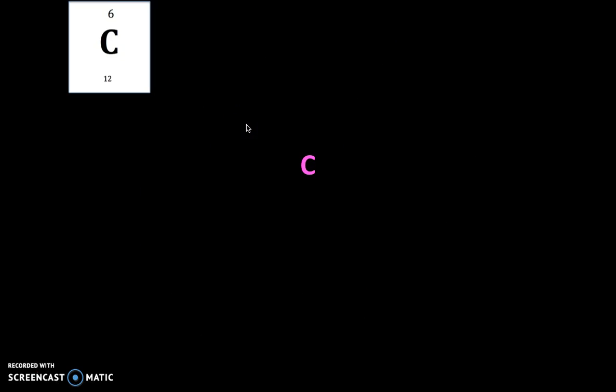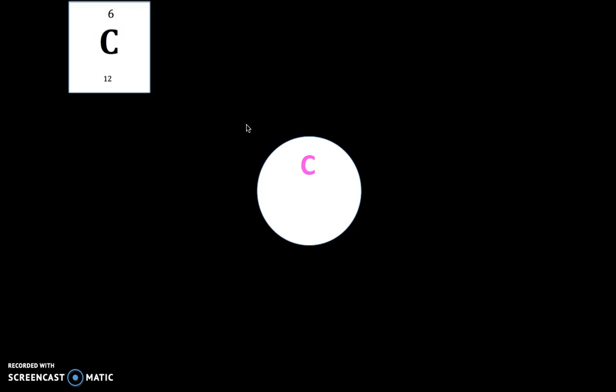Next, we're going to look at carbon. And we're going to start by drawing its nucleus and looking at the periodic table. We notice that its atomic number is 6, so that means it has 6 protons. And its mass number is 12, meaning we have to subtract 6 from 12 to give us 6 neutrons. You'll also notice that because its atomic number is 6, we need to represent 6 electrons in the electron shells.